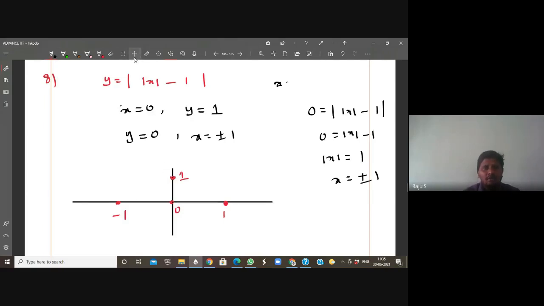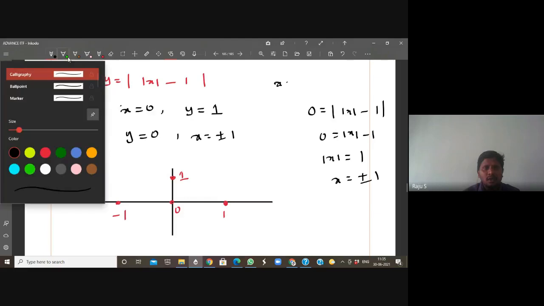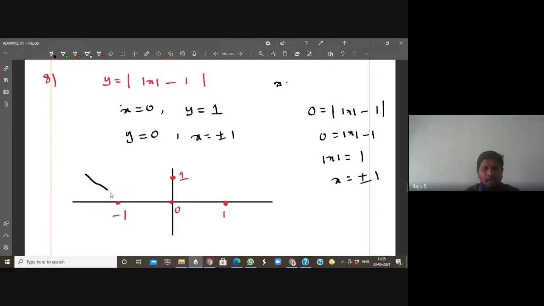You can join all these points by a line, because modulus x is linear. What is the degree of the given function? 1. x power 1, y power 1, so it is linear. Linear is nothing but a line equation. You should not draw the graph like this; you can draw the line. So it will be intersecting at 3 points.